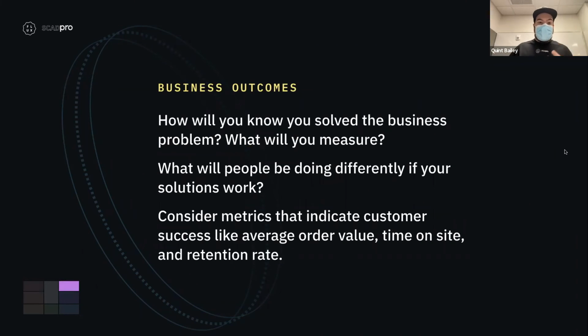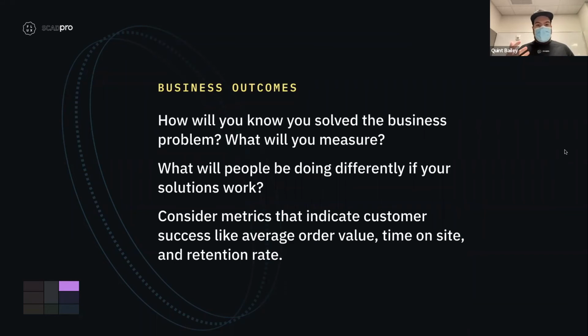The second section is business outcomes. How will you know that you've solved the business problem, and what will you measure? This is very practical: what metrics are we going to be using? Another way to think about it is, what will people be doing differently if your solution works? What behavioral change are we looking for? And what's the wrong way for their behavior to change? For example, with the worst idea, we had a couple of those where we don't want the behavior to go this way.